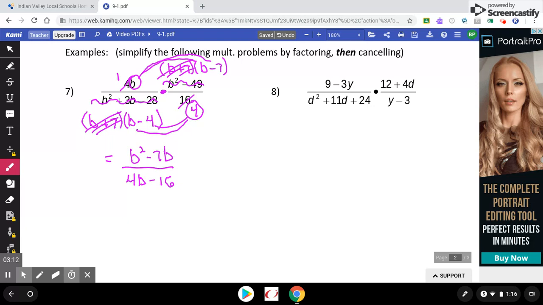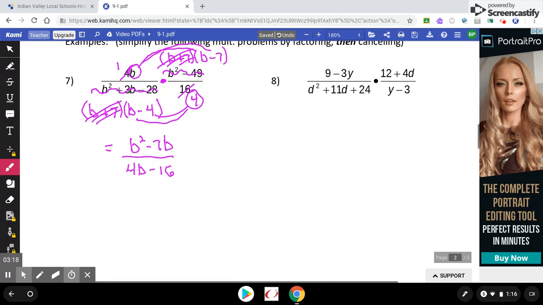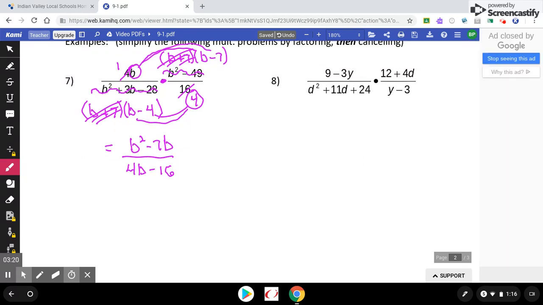Okay, number 8 looks a little tougher, and that's because it is. I'm actually going to take the time to rewrite this one because there's a lot going on. So first thing I notice is upper left corner has a GCF of 3. Let's do it. Here's what's left. The bottom of that guy, he has a D squared. It's probably the 2 parenthesis thing.